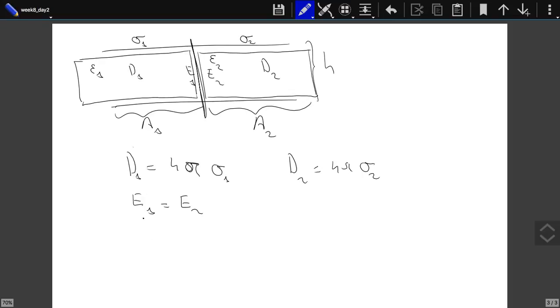Which tells me that D1 over epsilon 1 should be equal to D2 over epsilon 2, or sigma 1 over epsilon 1 should be equal to sigma 2 over epsilon 2. The presence of the dielectric just causes the charge distribution to redistribute itself. So close to dielectric 1, we have the charge density sigma 1. Close to dielectric 2, we have the charge density sigma 2. They will be different.